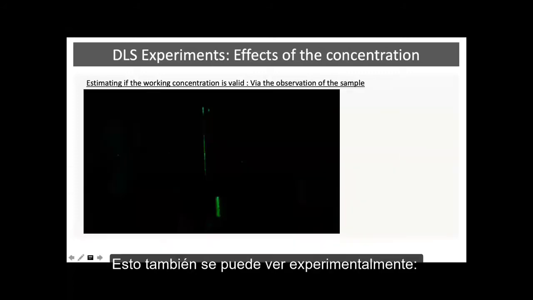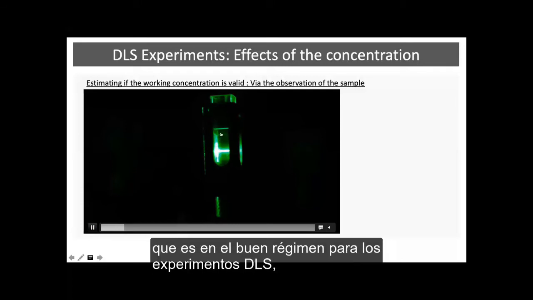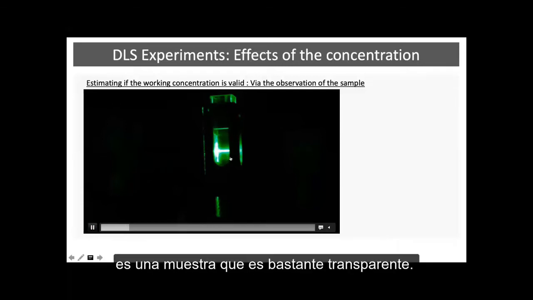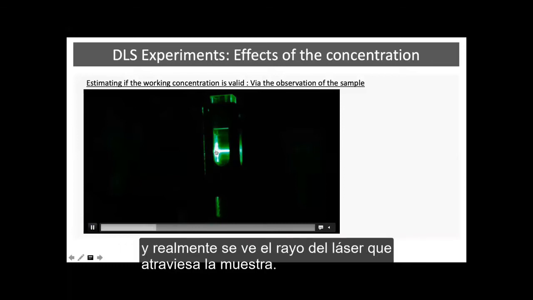So this, you can see it experimentally also. The first thing is you can observe your sample. If you take a sample which is in the good regime for a DLS experiment, you have a sample which is quite transparent, and you only see the beam that goes through the sample. You have the incident beam, and the transmitted beam that you see sometimes, and you really see the ray of the laser that goes through the sample.